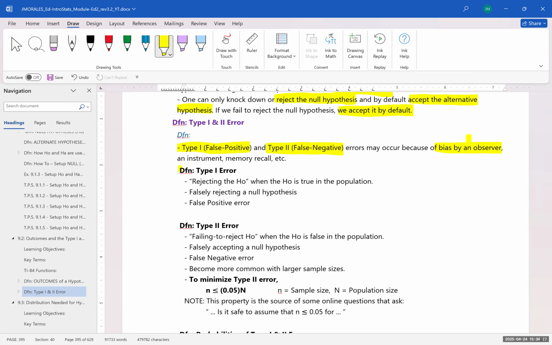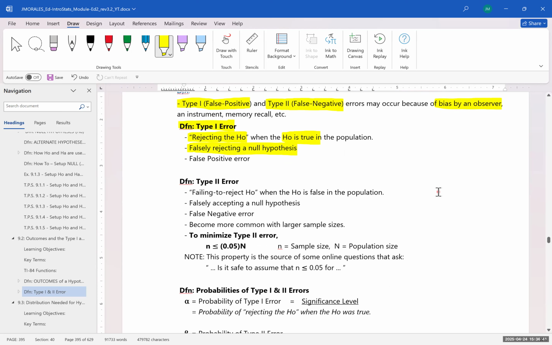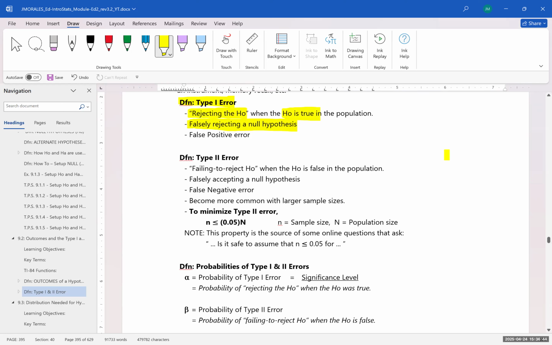So a type 1 error, which is a false positive, means that you're falsely rejecting the null hypothesis, which means that you're rejecting the null hypothesis when the null hypothesis is actually true. Okay, that's called a type 1 error. A type 2 error is failing to reject the null hypothesis when the null hypothesis is false. So you fail to reject it when in fact it should be rejected.